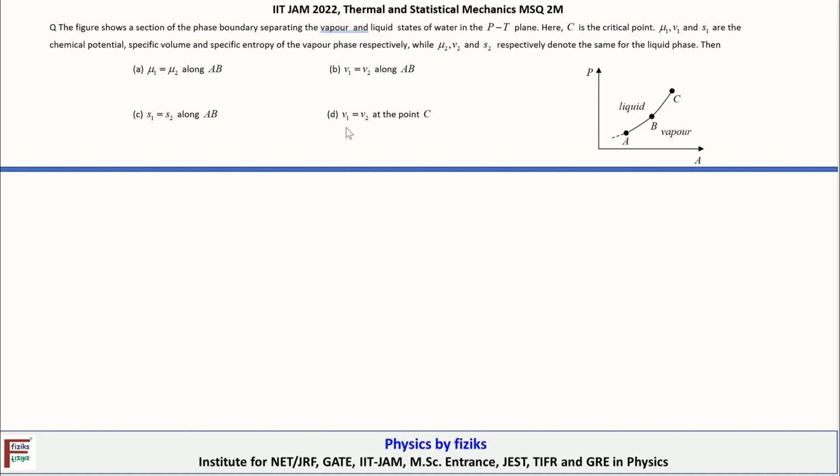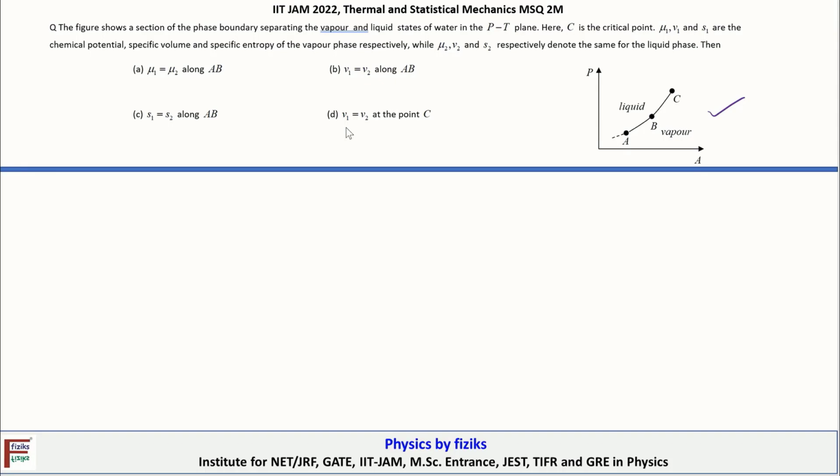Let's continue with the next question. The statement is: the figure shows a section of the phase boundary separating the vapor and liquid states of water in the PT plane. Here below this line A, B, C we have the vapor phase. Here C is the critical point, and mu1, V1 and S1 are the chemical potential, specific volume and specific entropy of the vapor phase respectively.